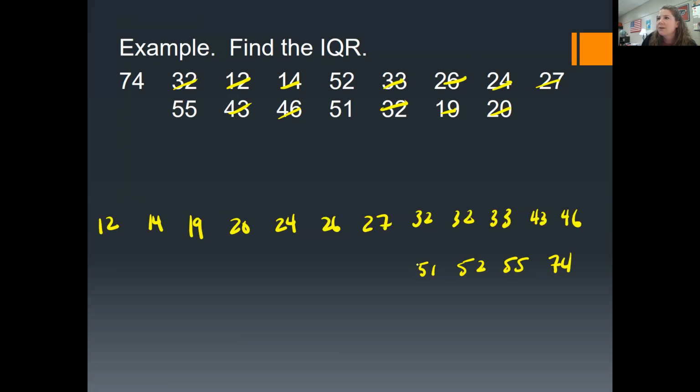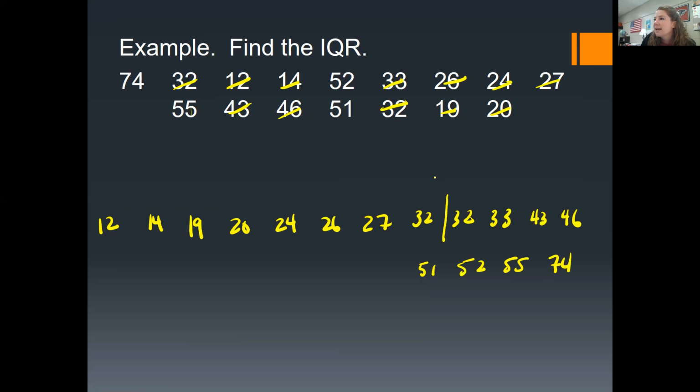You always count how many data pieces you have. So we have 2, 4, 6, 8, 10, 12, 14, 16. So I have 16. First thing I'm going to do is find out where the middle is. So I have 8 and 8. And now I have 8 upper numbers.